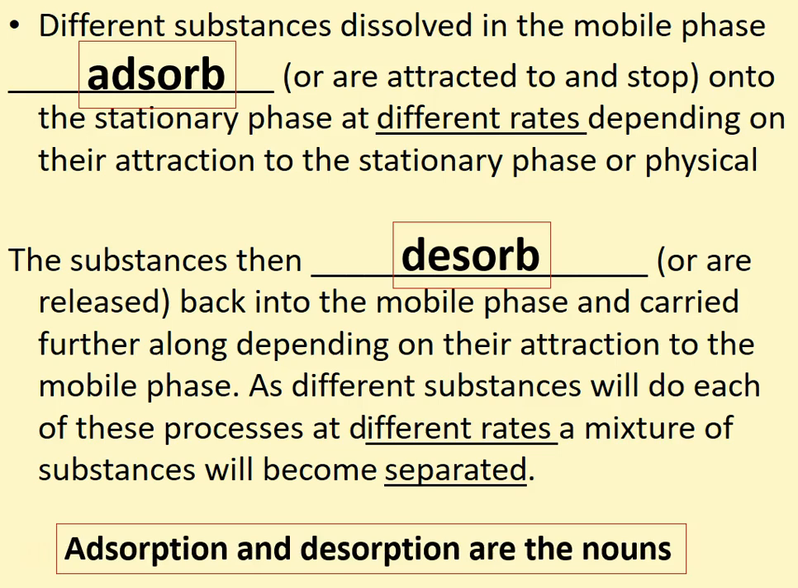Adsorb and desorb are verbs, so your adsorption is the noun. Adsorb is a verb, adsorption is a noun. Notice that it's adsorb, not ab with a B, sorb. Okay. All right.